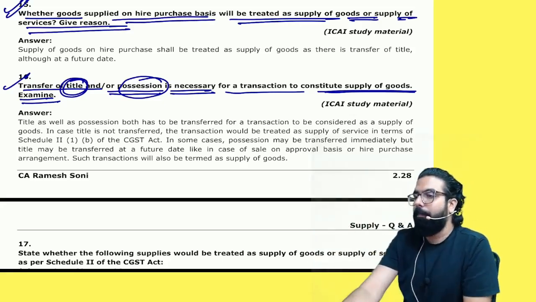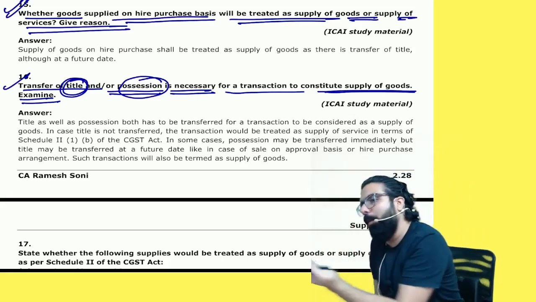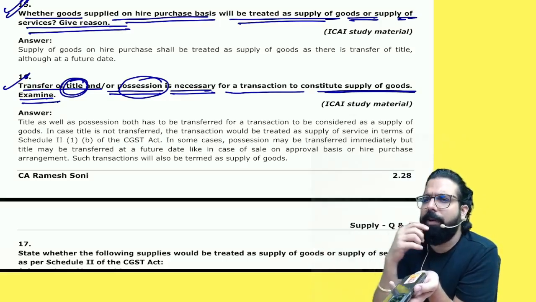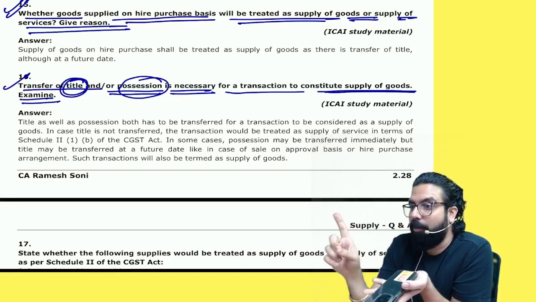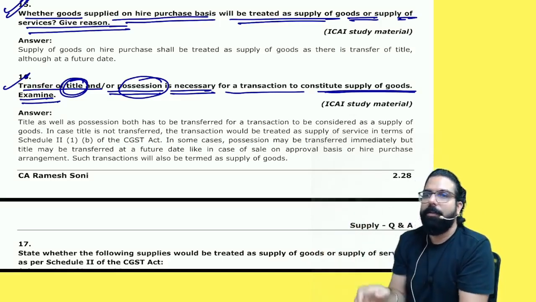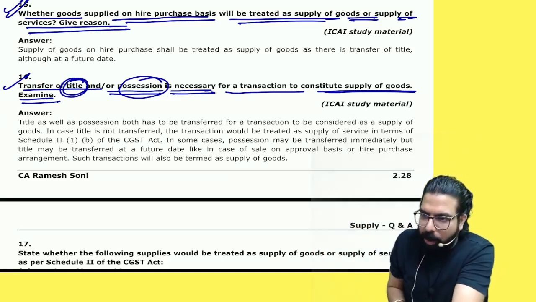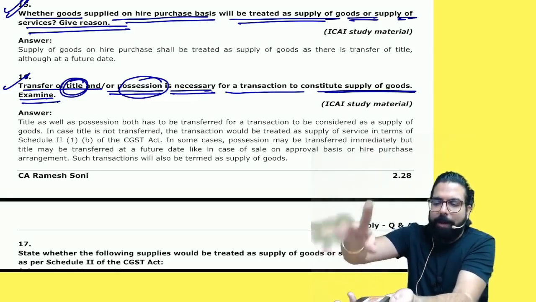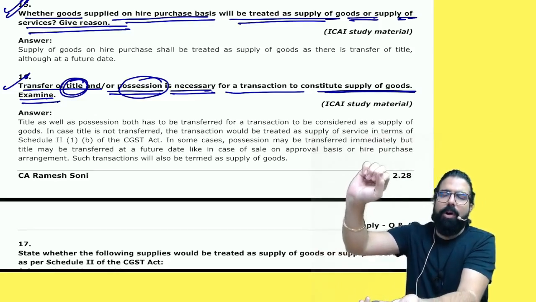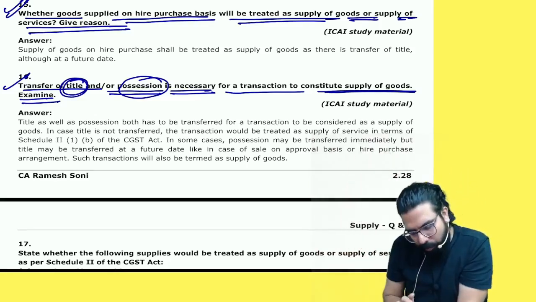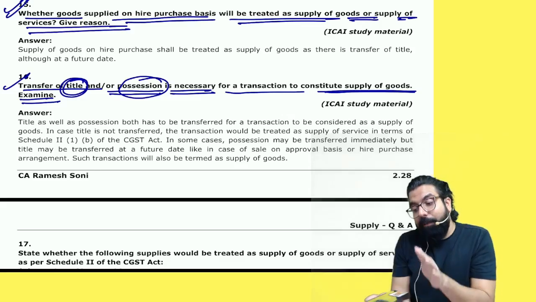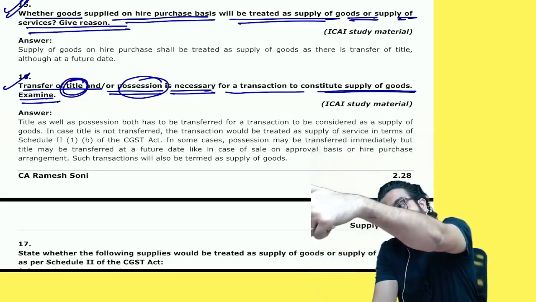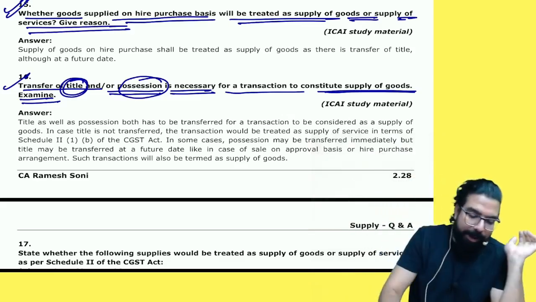You came to my shop. You bought a mobile phone. Can I give you the title without possession? That is not possible. I gave you the possession of the goods and I gave you the title. You are the owner now. Supply of goods or supply of service? Supply of goods. I gave you the possession today. Title will be given in future. Still it will be a supply of goods.